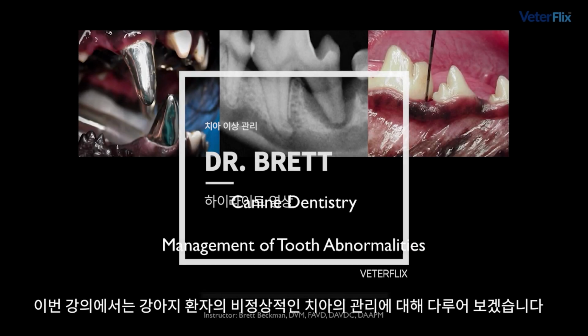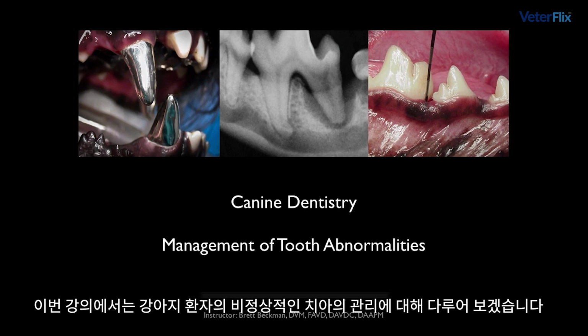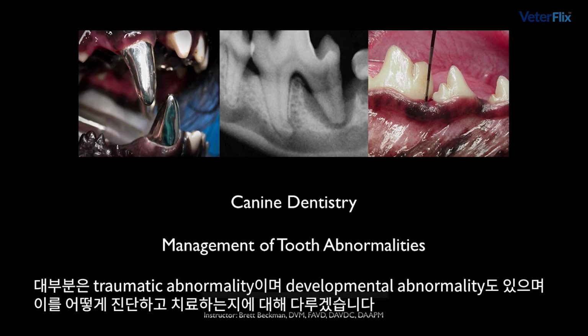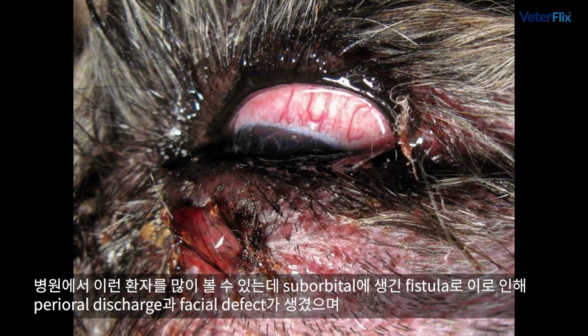We're now going to look at management of tooth abnormalities in the dog, mainly traumatic abnormalities, but also developmental abnormalities, how to diagnose those and how to treat them. And we see this fairly commonly.